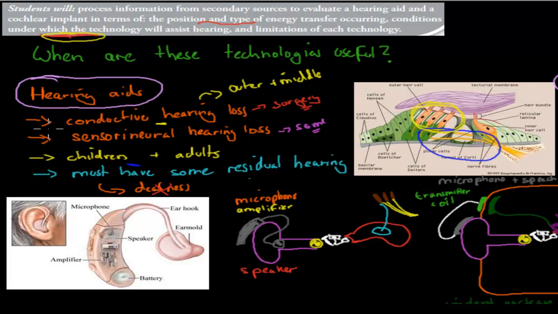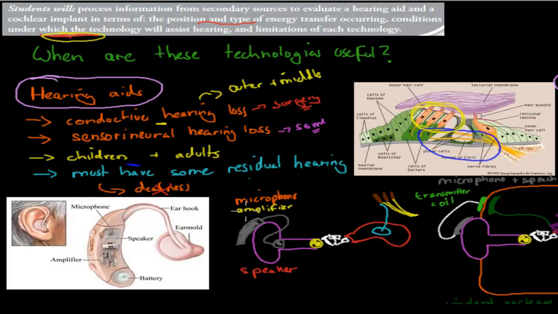Even though you don't really need to know this for the dot point, you don't need to explain how it works, I will show you, because it'd be good for you to know how it works. That will help you explain the part that you do require, which is talking about the types of energy transfer that occur.